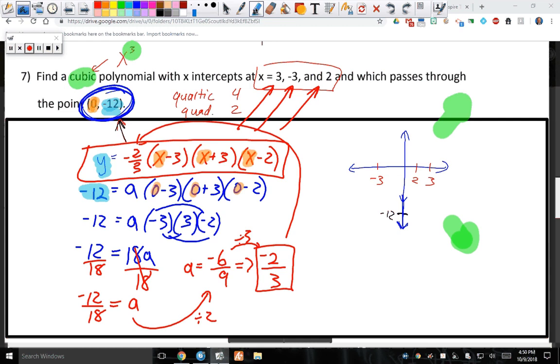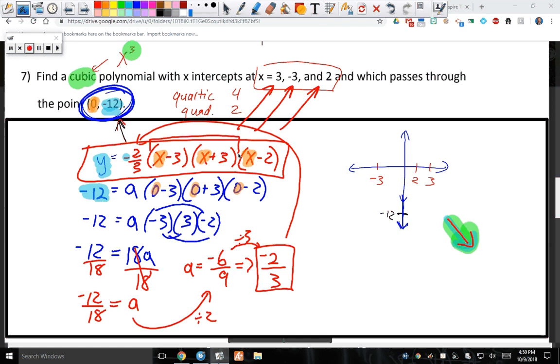The fact that I have a negative leading coefficient will say that ultimately the graph is going to dip down as I go to the right. As I go to infinity on x, it will go down to negative infinity for the y. Okay, so let's go ahead and expand this.